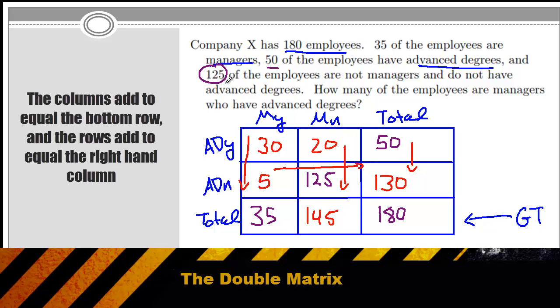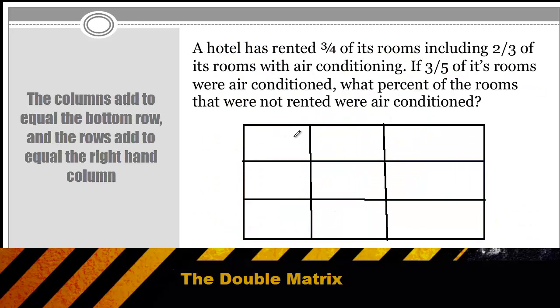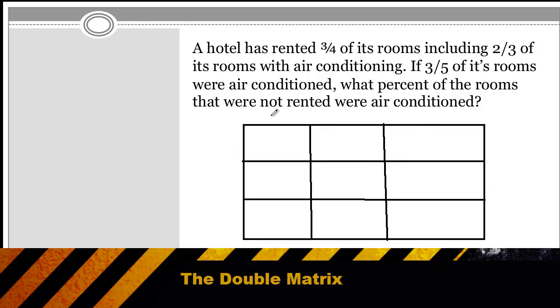And that's it. And now we simply have to answer what the question is asking us for. They want to know how many are both managers and also have advanced degrees. That's going to be my top left box, my managers yes and my advanced degree yes, or 30. Let's try one more just for fun.